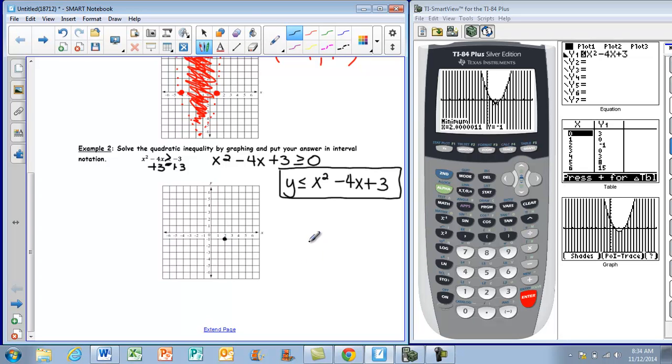That's that vertex. The next thing I need to do is calculate the zeros. So if I go back to second, calculate 0. Again, if you are taking the 0 on the left side first, the left bound needs to be above it. And you're going to move below it. And this should be at 1, 0.